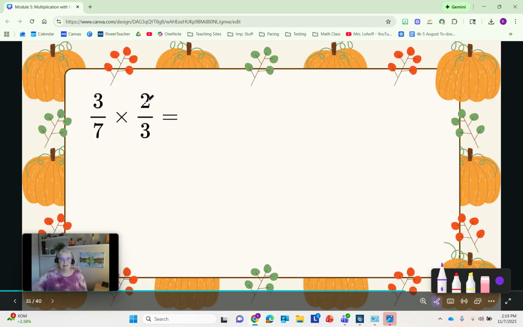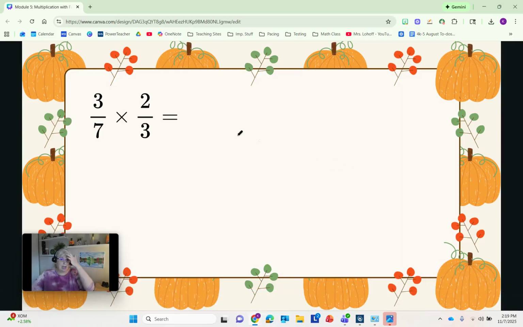3/7 times 2/3. I'm going to do the straightforward way first, and then I'll go back and we'll look at if we can reduce factors in the beginning next. So literally going to multiply across. 3 times 2 is 6. 7 times 3 is 21. Now I have to look at 6 and 21 and think, can I divide 6 by a number that I can also divide 21 by?